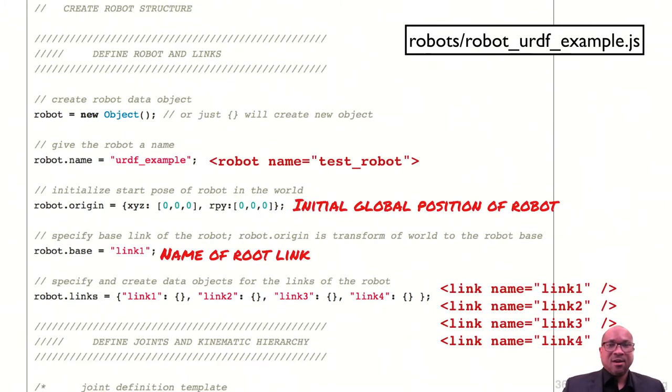In this case, the name of this example is URDF example, but it equates to test robot from our description that we borrowed from the ROS tutorial. We note that the origin of the robot, the positioning of the base with respect to the global frame, is given by our robot.origin up here, and that has a translation and an orientation rotation from the global link. We've named the root link, so we've specified which link is the base, and then we've also specified which links are in our system: links 1, 2, 3, and 4.